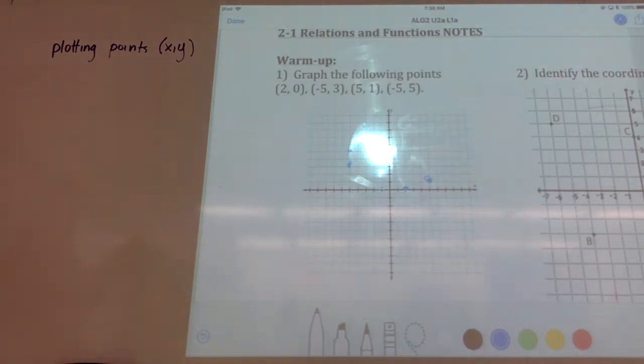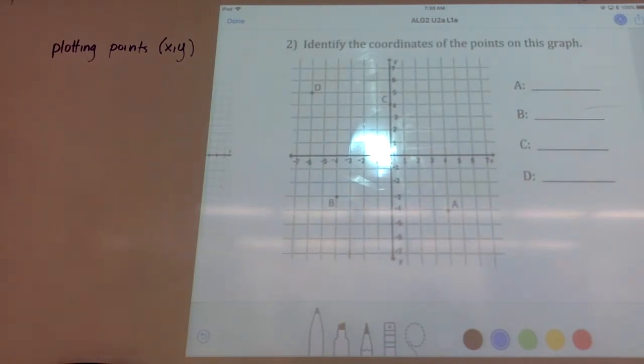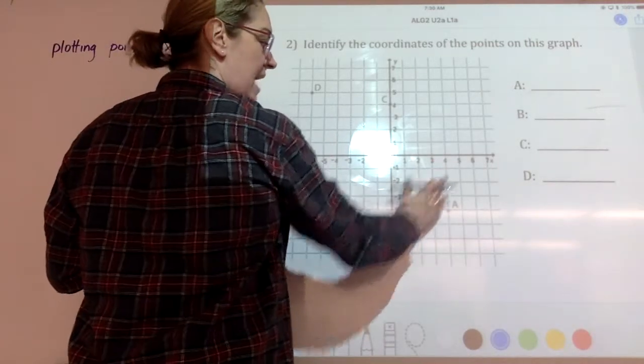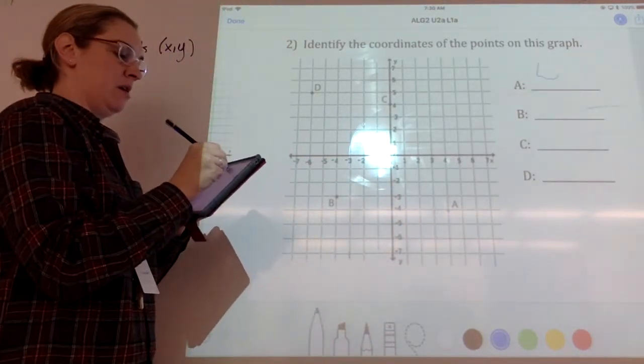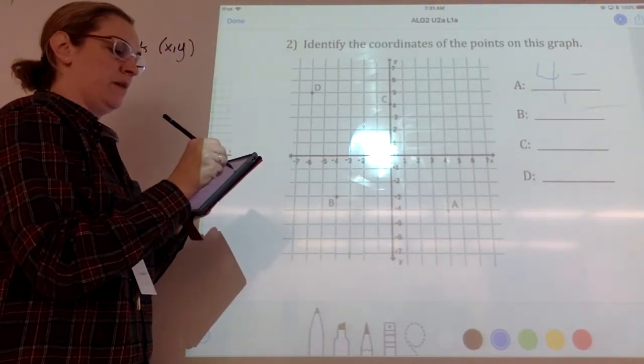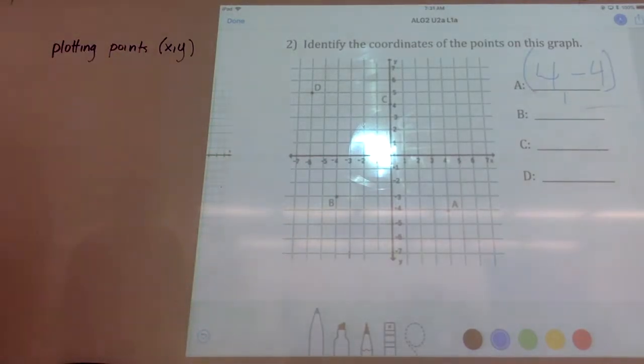All right, now, in that same vein, if we move to the other side, we're going to identify the coordinates, which means we're going to work in the opposite direction. We're going to write down the ordered pairs. So where would A be located? Down here in this bottom quadrant. 4 is an X. Then we went down to -4, so that's what we would write here. 4, -4. Ordered pairs are always in parentheses.